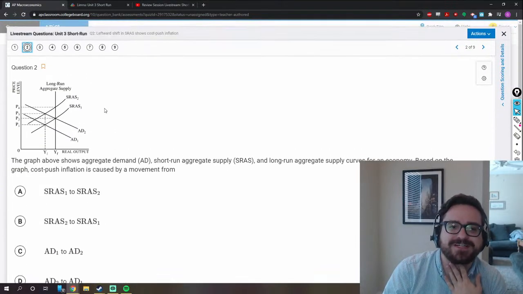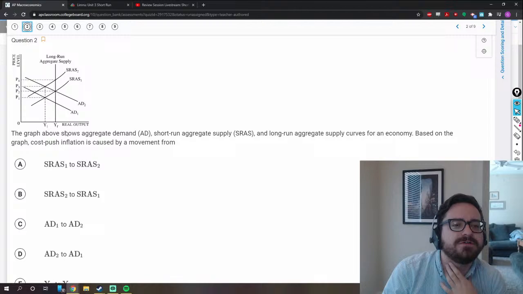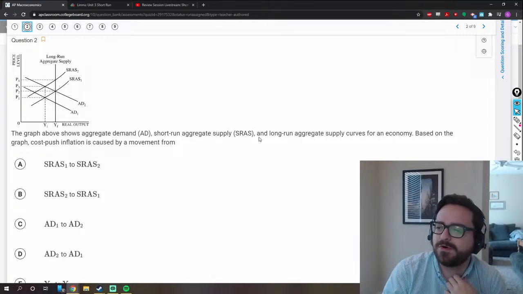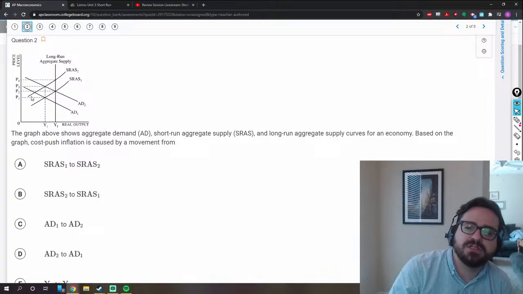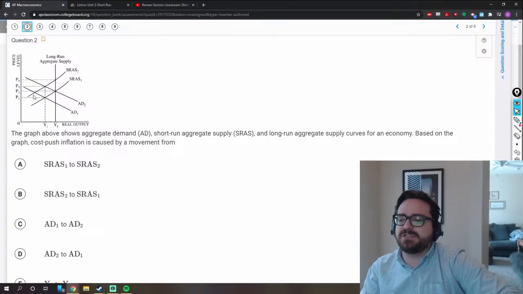Second question. I picked this one because the drawing sucks. The graph shows aggregate demand, short-run aggregate supply, and long-run aggregate supply curves. Don't actually have to worry about the vertical line here. It actually doesn't matter at all. In the graph, cost push inflation is caused by a movement from what to what?